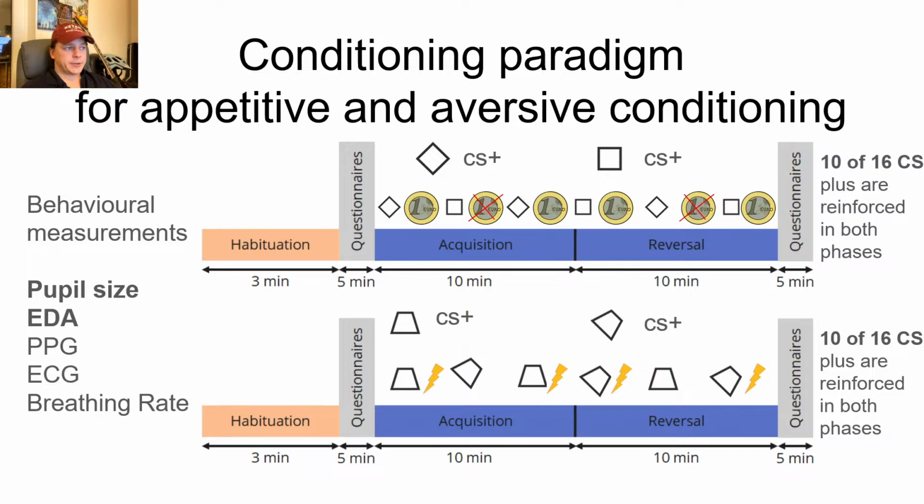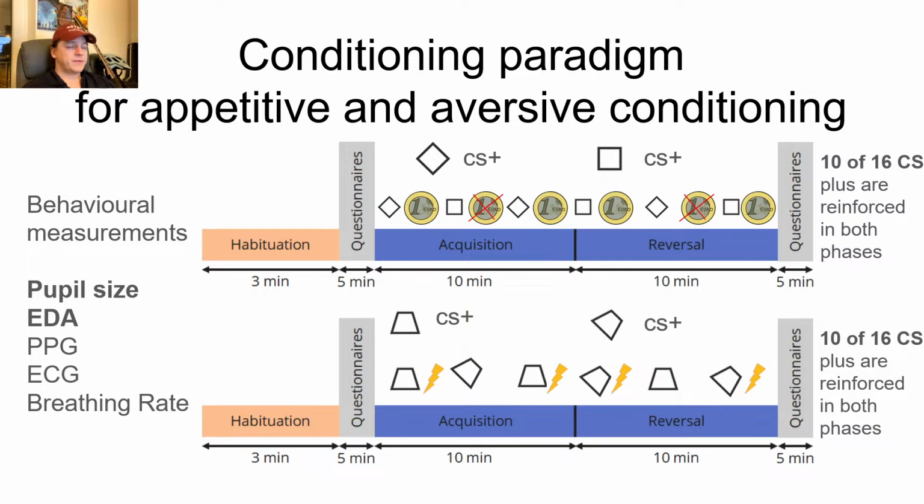There was no interruption between the acquisition and reversal phases, and it was not known by the participant that there was going to be a reversal phase. So how it actually works. We first show the participant the symbol, which means nothing in the beginning. Then after a certain period of time, in our case after 6 seconds, we show the unconditioned stimulus, which is either money in appetitive conditioning or electrical stimulation in aversive conditioning.